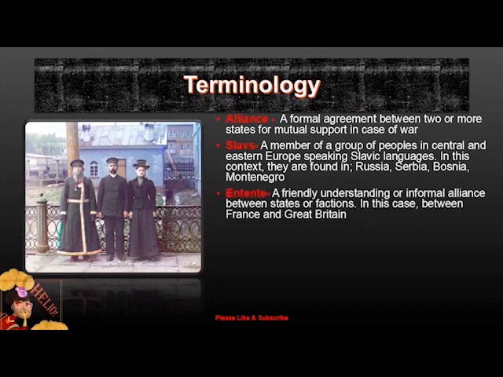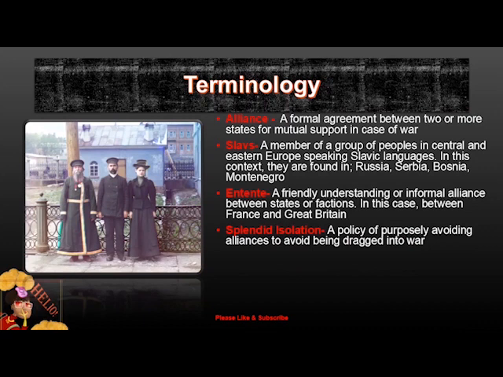Next up, we have Entente, and as I've said, an Entente is a friendly understanding or informal alliance between states or factions, in this case between France and Britain. So an alliance is a formal agreement, an Entente is an informal agreement. So there we go.